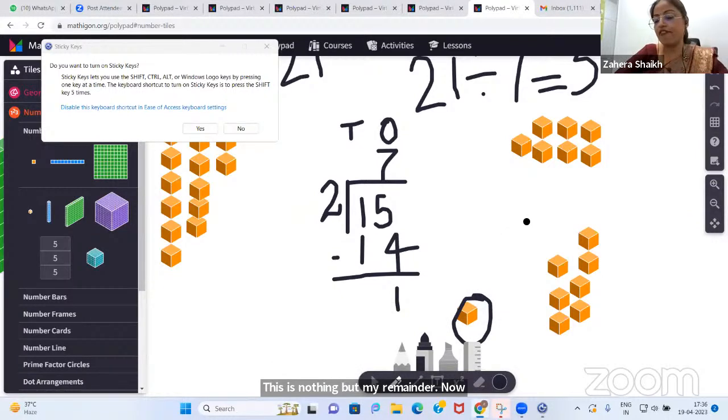Now this is very much clear to me how and why I need to take this 15 altogether, right? And how this 110 is regrouped into ones, and why I need to take both the digits to divide by 2, right? So any other question?